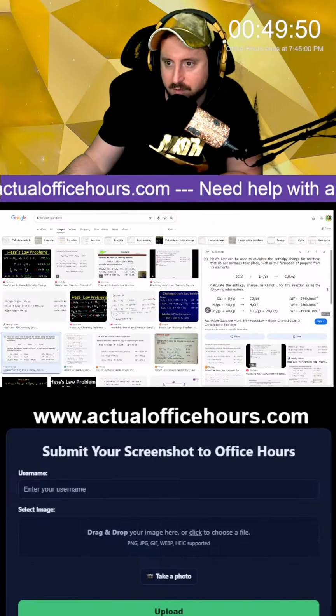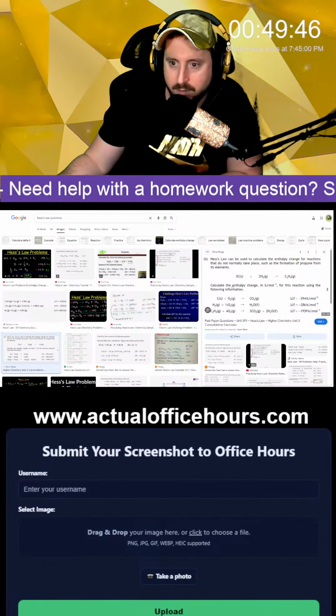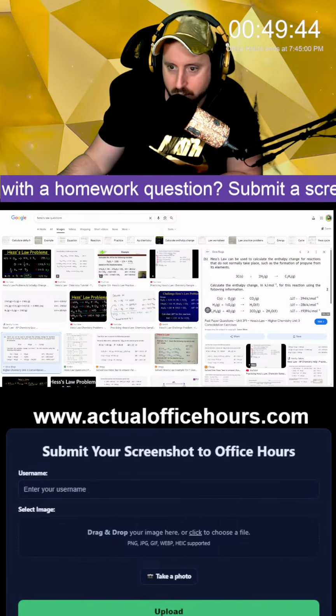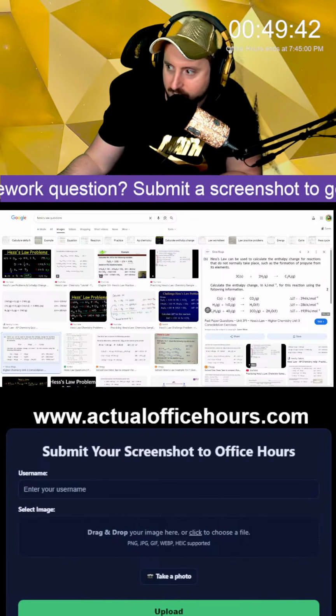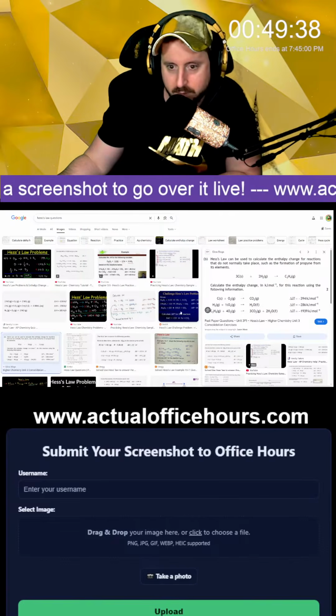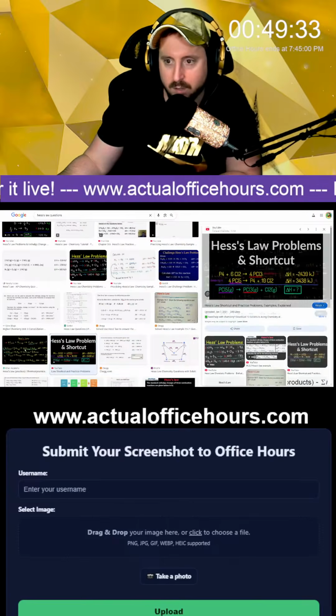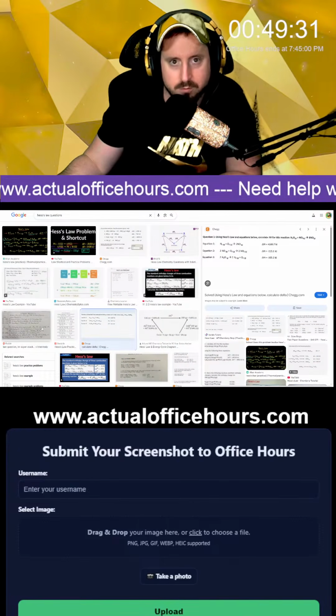Yeah, you see here it says Hess's law can be used to calculate it. Calculate the enthalpy change for the reaction using these following reactions. So you have to use these as building blocks to try to make this top reaction. This is all Hess's law.